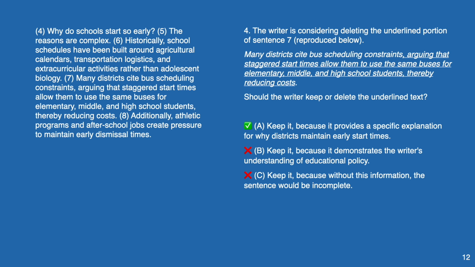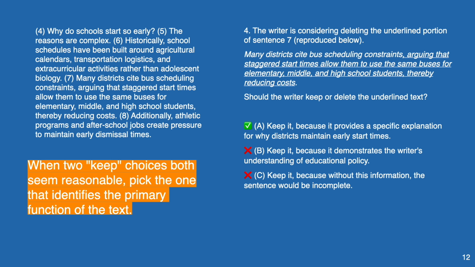I also want to talk about choice B for a moment because many students get stuck between A and B. Choice B isn't wrong in the sense that the underlying portion does show the writer understands educational policy, but that is a secondary effect, not the primary purpose. The underlined text exists to explain why districts resist change, not to make the writer look knowledgeable. When two keep choices both seem reasonable, pick the one that identifies the primary function of the text.